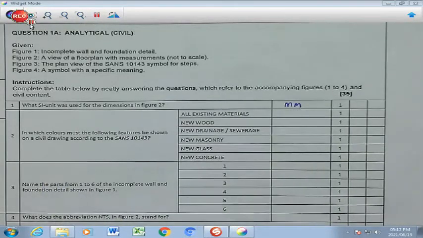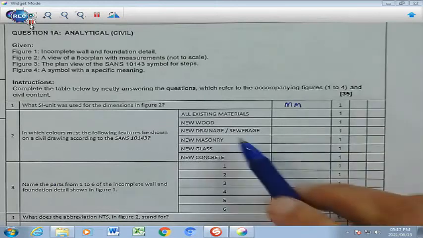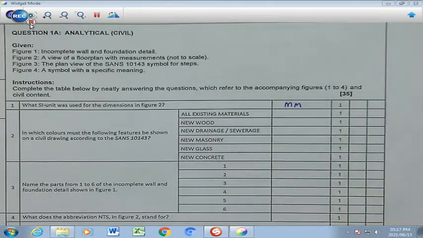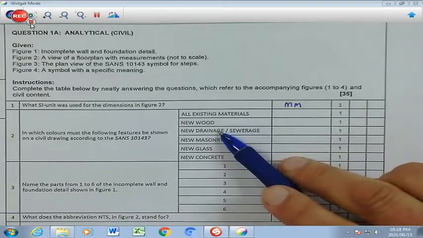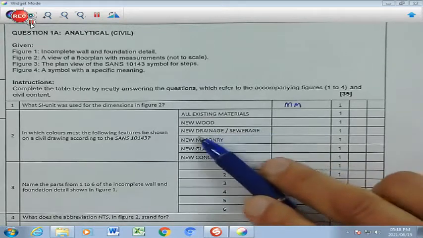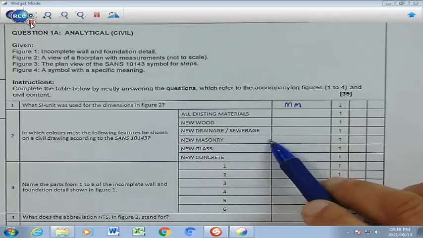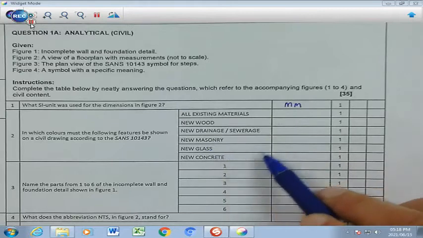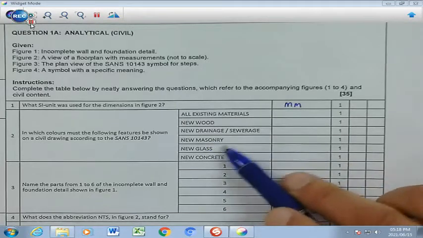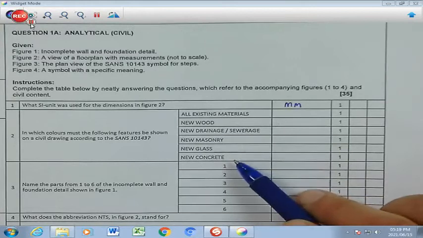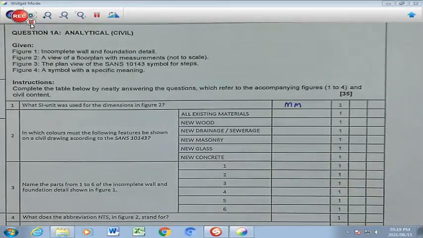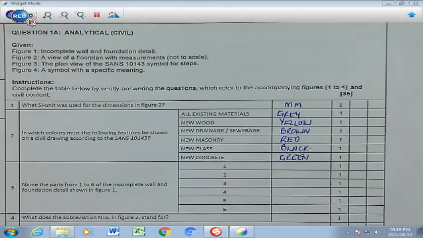Question number 2. In which colors must the following features be shown on a civil drawing according to the SANS 10143? And we're looking at all of these here. All existing materials will be left in grey. If we look at the new wood here, we will find that all new wood will be in yellow. New drainage, or the sewer line, will be in brown. All new masonry, which is brickwork, will be in red. New glass will be in black, and new concrete will be in green. Let's fill in all that information.